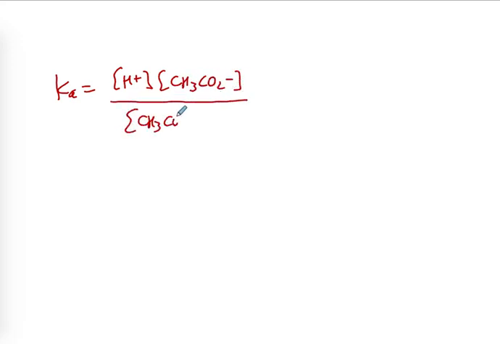If I write my Ka expression, Ka is the hydrogen ion concentration times the acetate concentration divided by the acetic acid concentration. That holds no matter what.